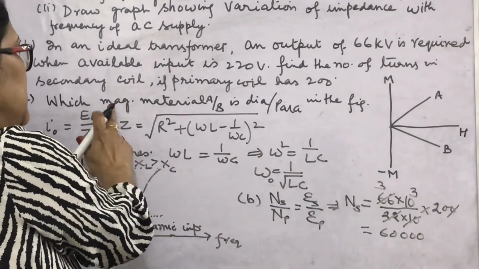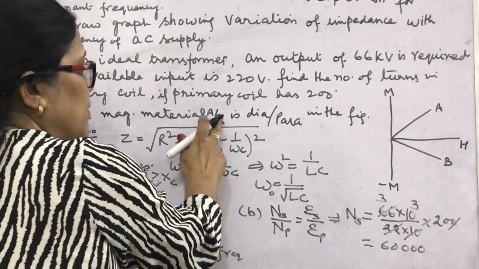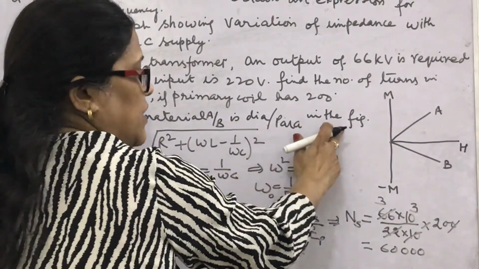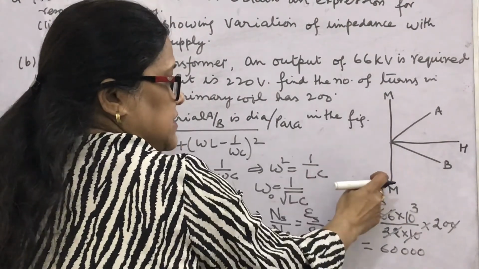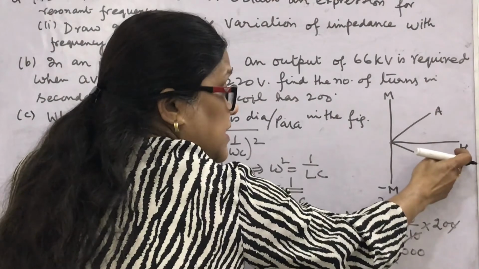Last part: which magnetic material, A or B, is diamagnetic or paramagnetic in the given figure? Look here, this is the magnetization, this is the magnetic field intensity H.